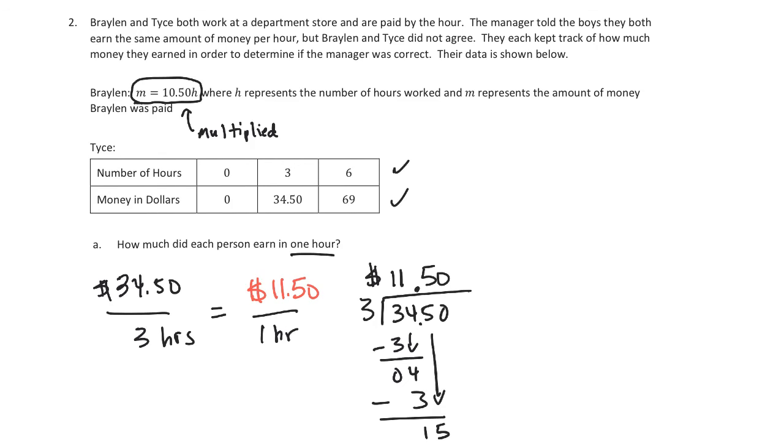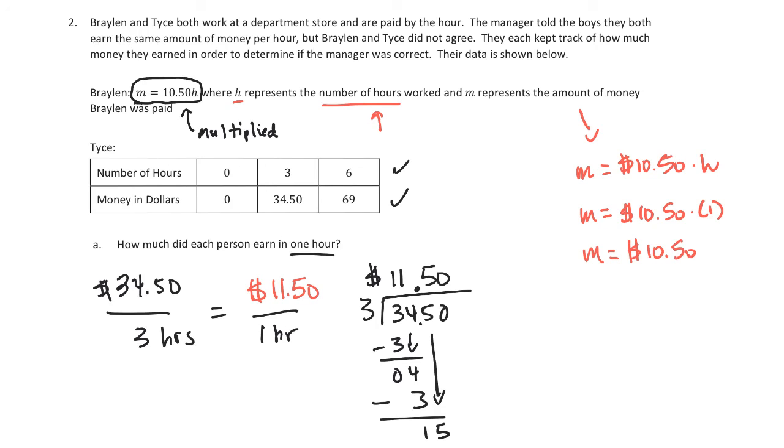Now, the second person, Braylon, his amount is based on an equation. So M equals 10.50 multiplied by H, okay? The number of hours is represented by H. So if we say $10.50 and we multiply it by 1, well, anything multiplied by 1 is itself, so it's $10.50. That's how much he makes in 1 hour. If we represent that as a rate, we could say his rate is $10.50 per hour.